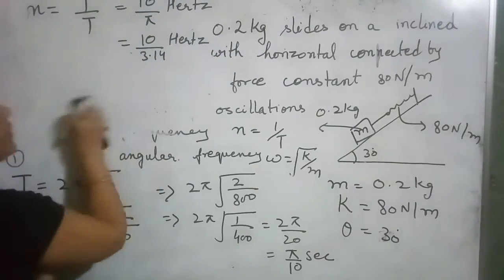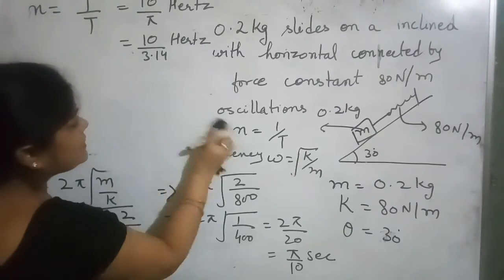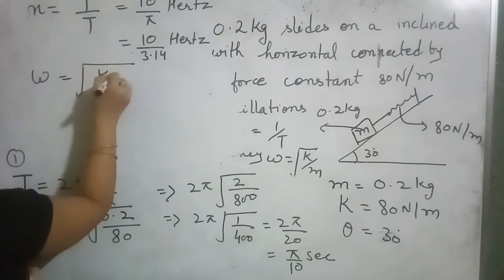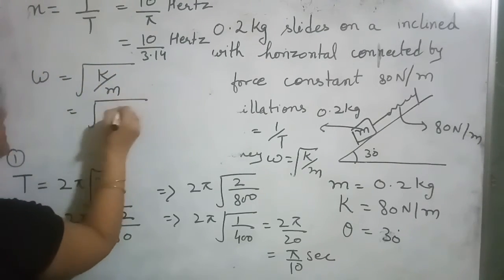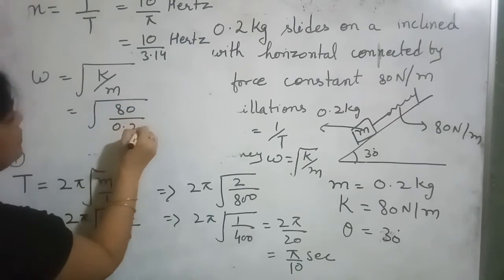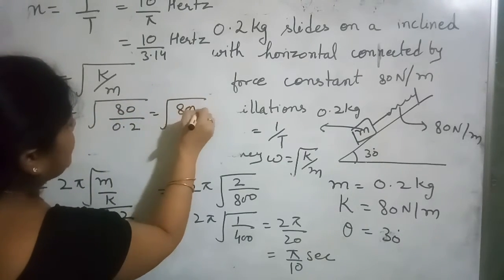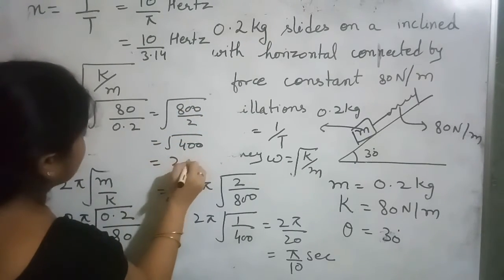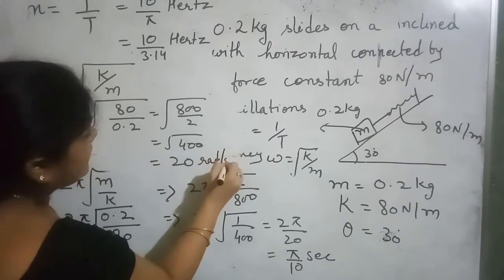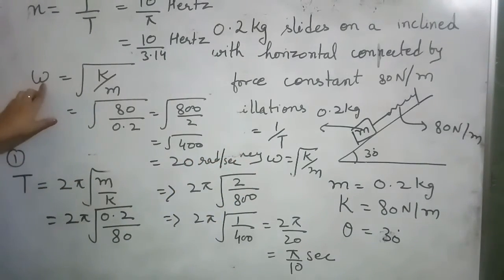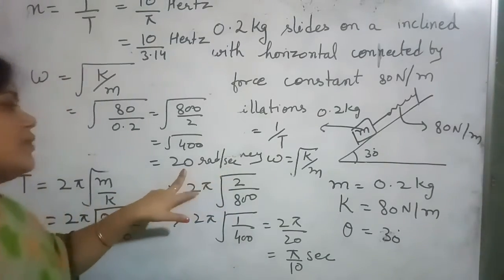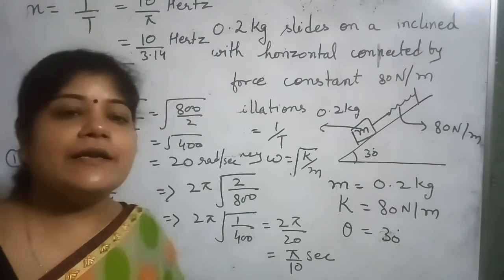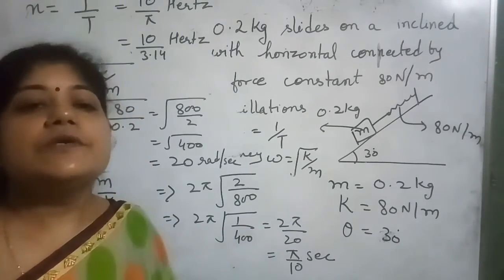Now the angular frequency. For the angular frequency, we have the formula omega is equal to under root k by m. Now k is 80 and mass is 0.2. So it becomes 800 by 2, that is 400, and we have 20 radian per second. Clear? Because the unit of omega is radian per second, so it becomes 20. In this way, you can easily find the frequency, time period and angular frequency in case of springs.